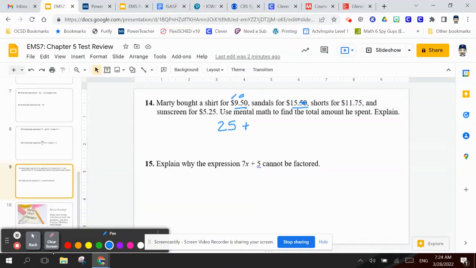And I'm going to add that to 11.75 plus 5.25. Well, I know 25 and 75 is $1. So I add one more to 5, which now becomes 6. And 6 plus 11 is 17. So I have 25 plus 17, which is 42.